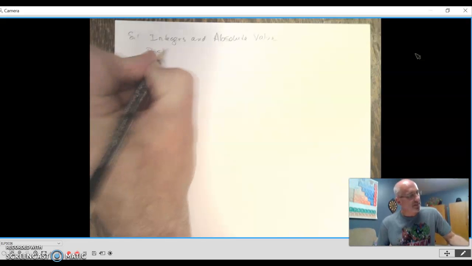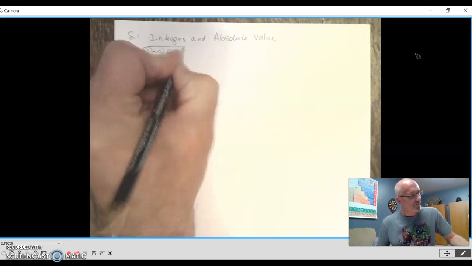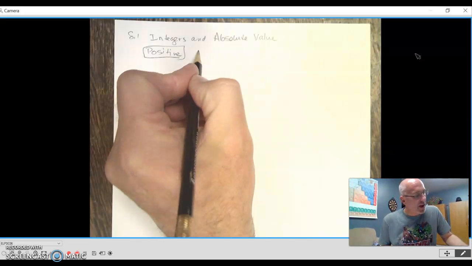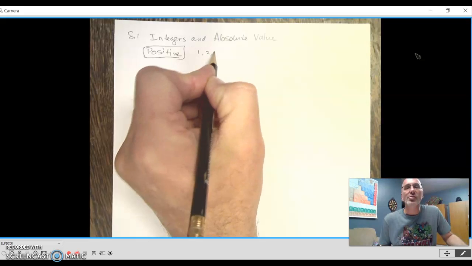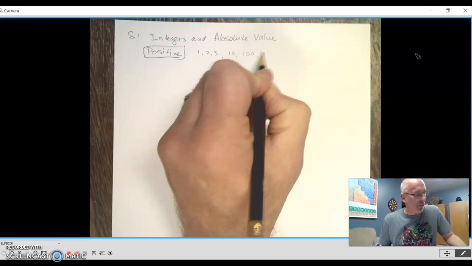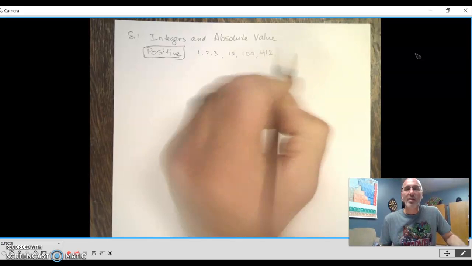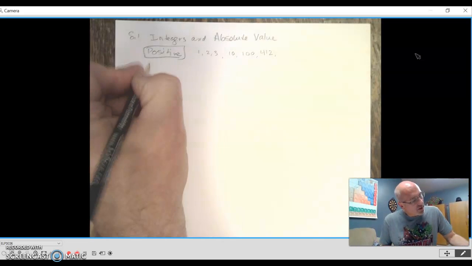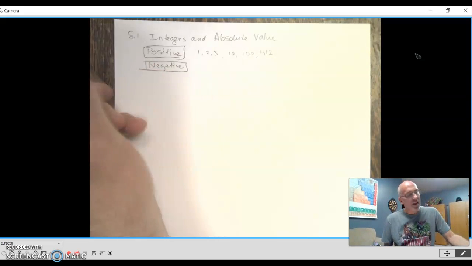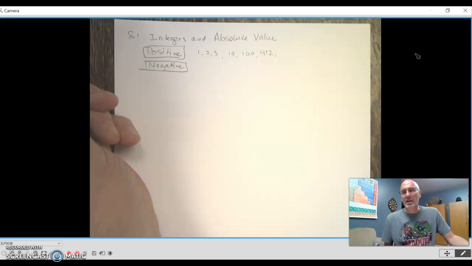So positive numbers are every number that is greater than 0. So you might have 1, 2, 3, 10, 100, 412, things like that. Then we have negative numbers. Negative numbers are any number less than 0.